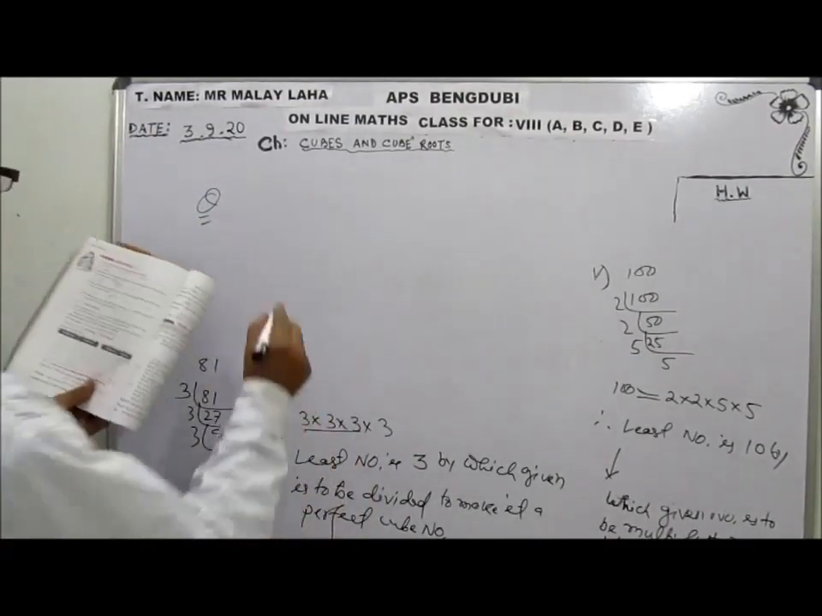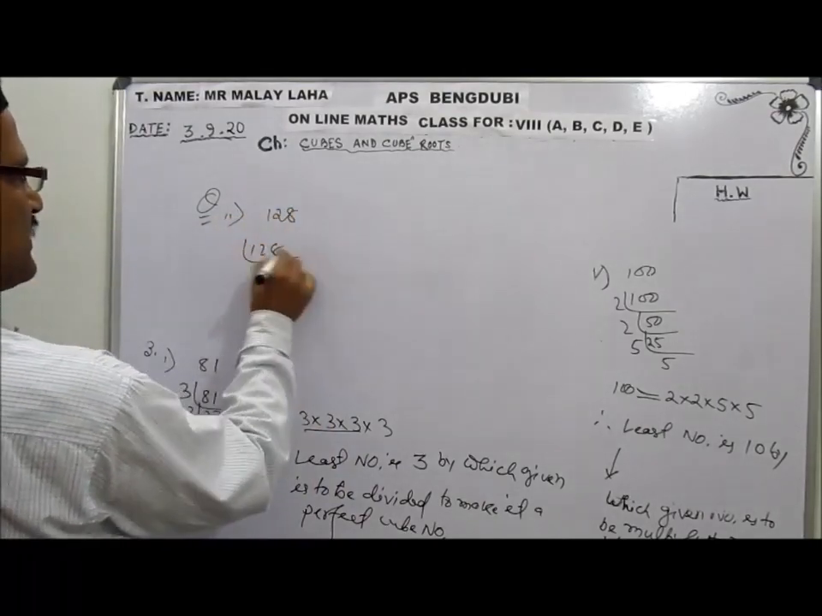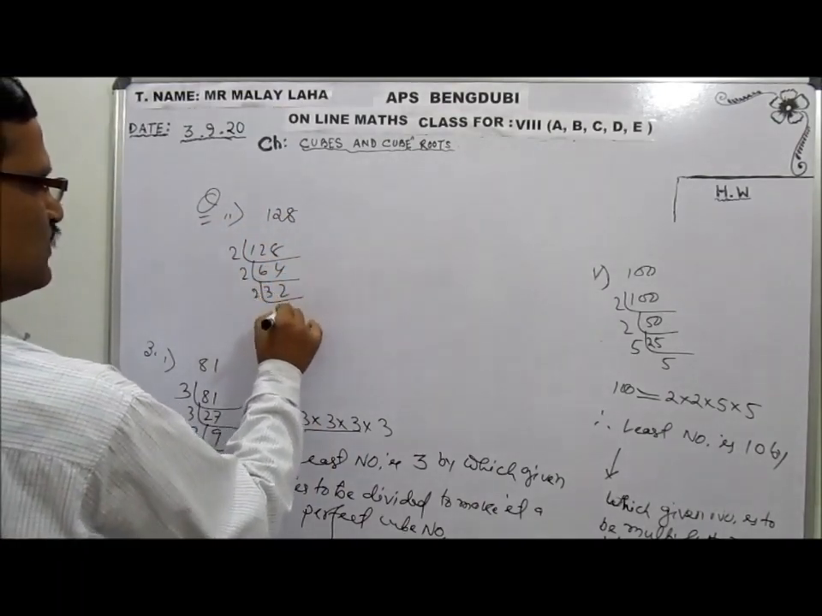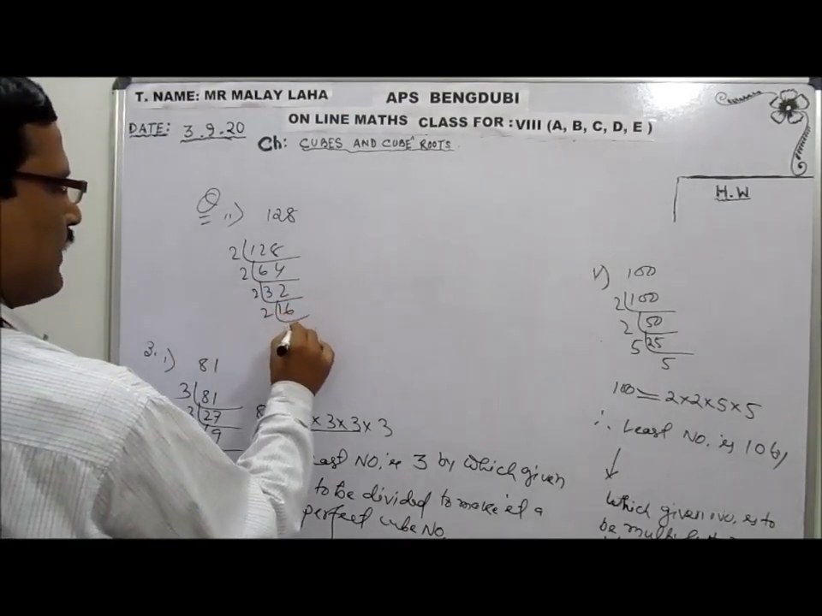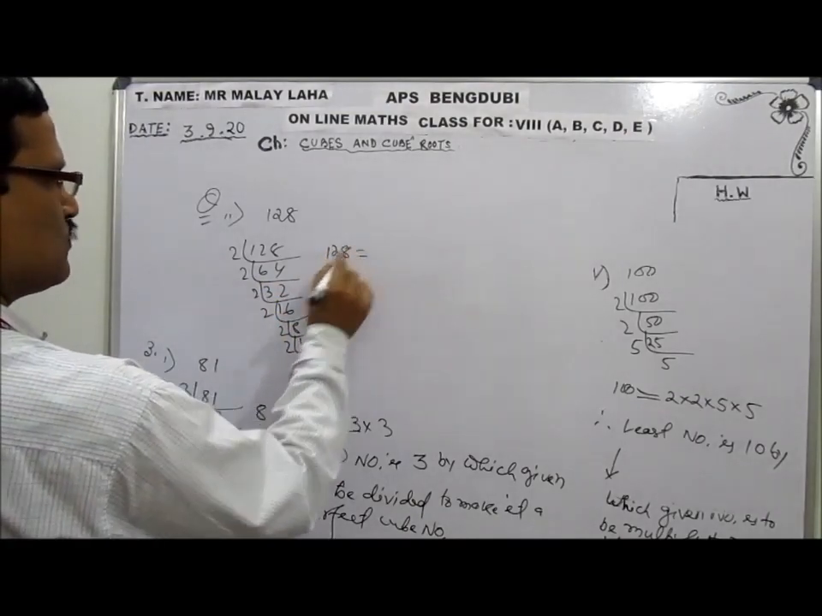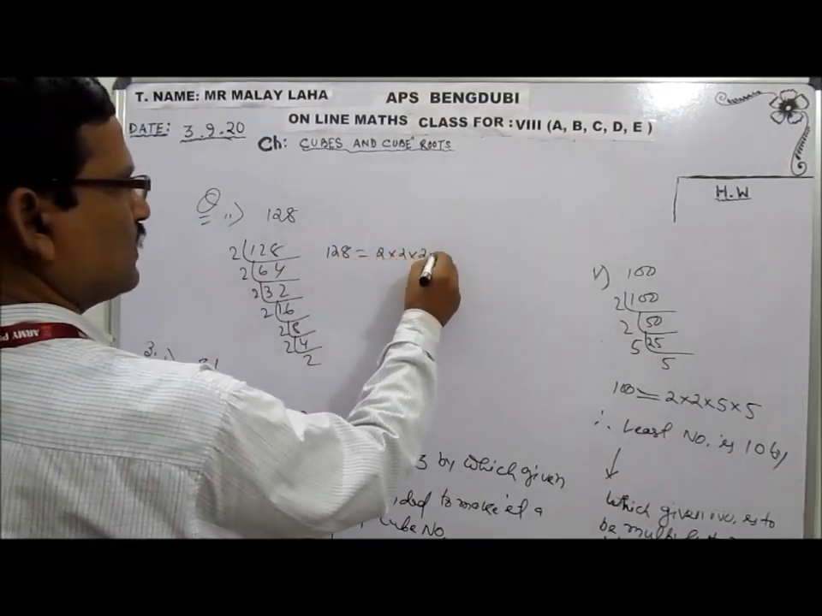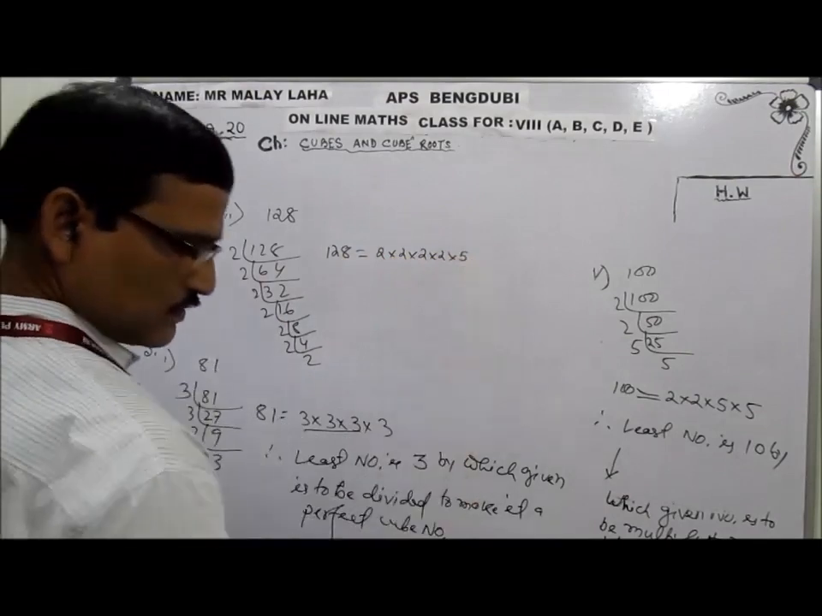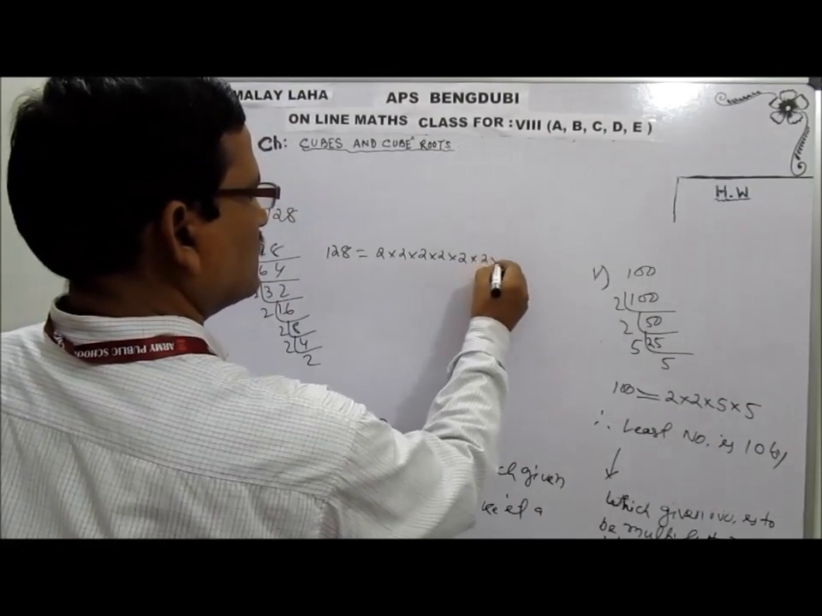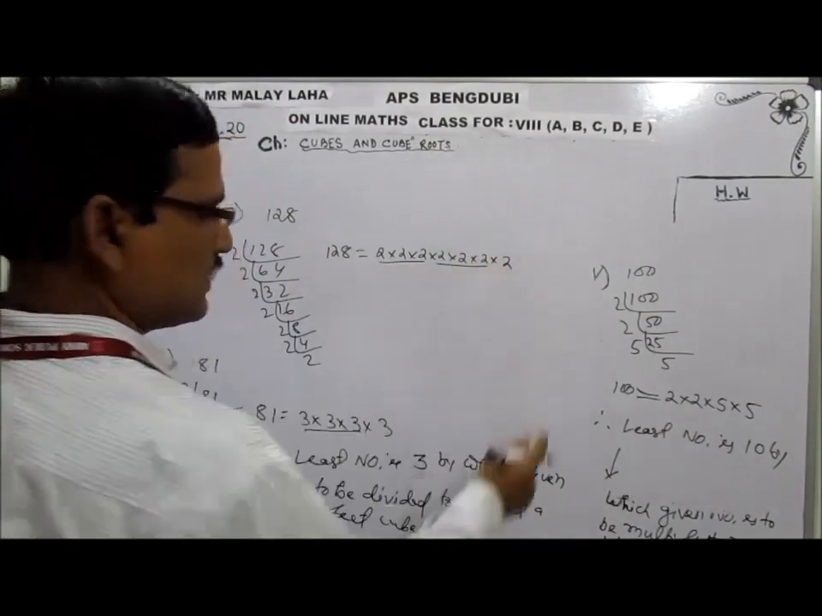Okay? Now next is 128. 128 can be written as 64, then 32, then 16, then 8, then 4, then 2. So 128 equals how many 2s? 1, 2, 3, 4, 5, 6, 7. So this is a group, this is a group, and the last one is 2.